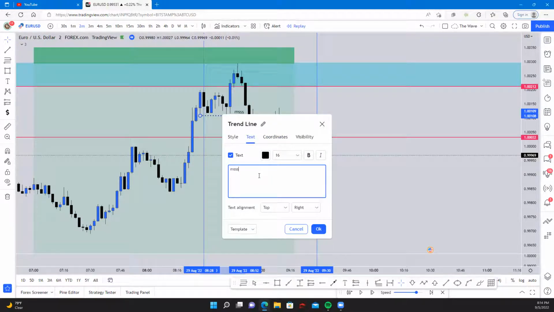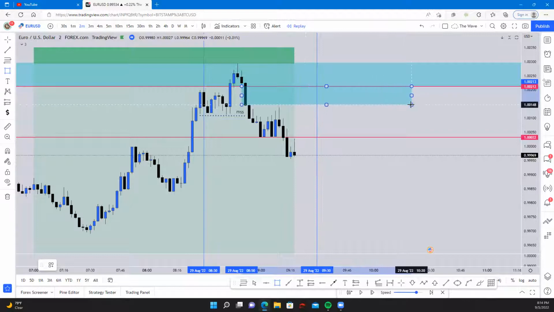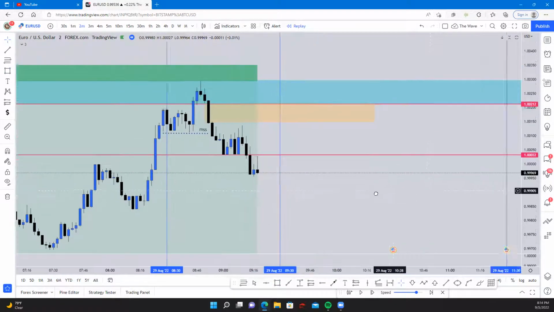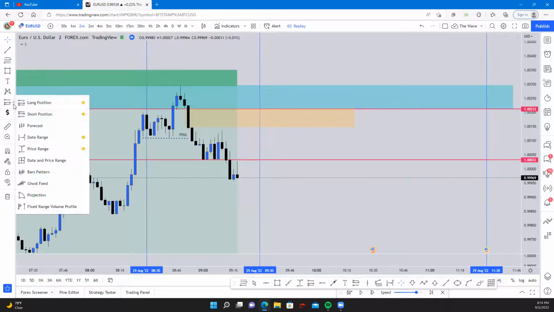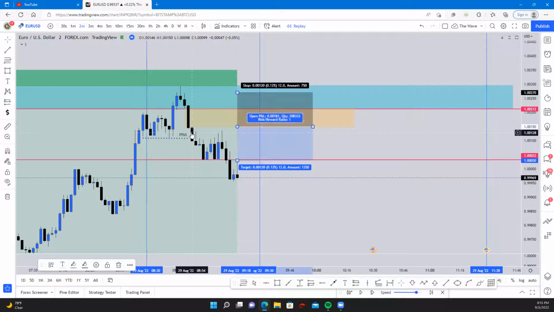Market structure shift. And then we also have this big push down and our small displacement or value gap in this area. So at this point, you could set a sell limit or short at the bottom of this box or the top of this candle.